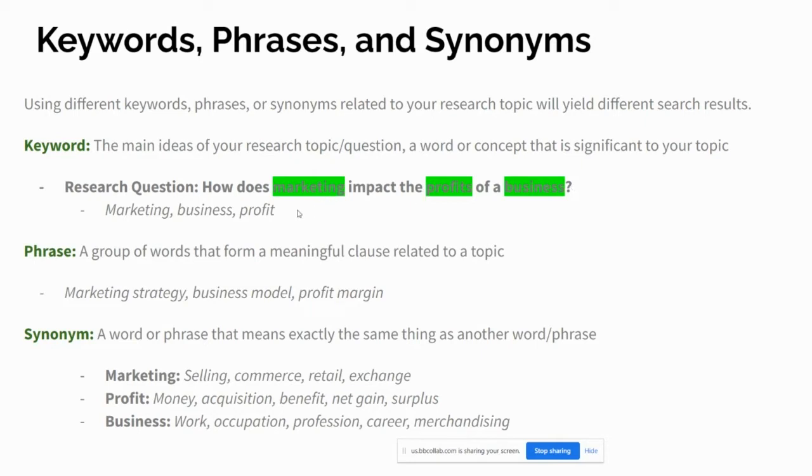So usually when you have a research question, it's pretty easy to identify keywords because they're usually the main ideas of your question. Phrases are a little bit different in that they are a group of words that form a meaningful clause related to your topic. So it can be a combination of keywords, in the sense of combining words from your research question together. Some examples that I have that can relate to the research question that I'm using as an example are marketing strategy, business model, and profit margin.